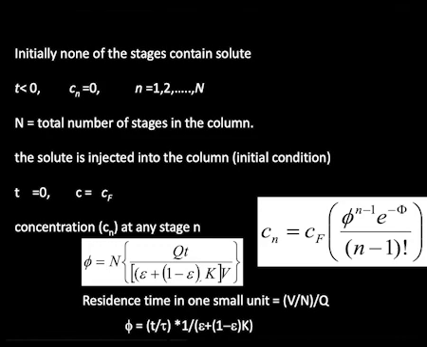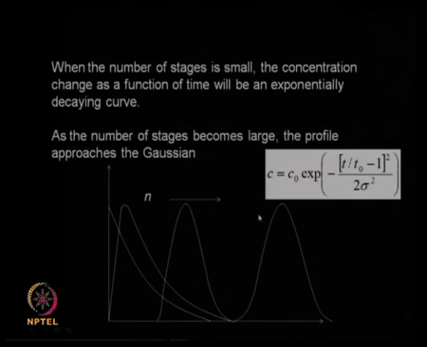Let us look at our original chromatographic equation, which assumes a Gaussian type of distribution, correct? Okay. Before that, let us go back. When the number of stages is small, the concentration change as a function of time will be an exponentially decaying curve. So, if the number of stages is very small, as time goes, we are going to get equations like this, but as the number of stages becomes larger and larger, you are going to have a Gaussian type of distribution like this.